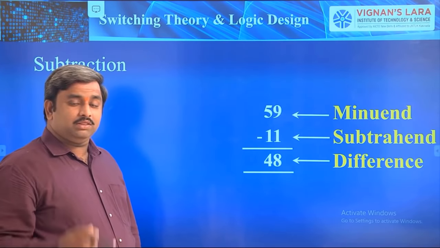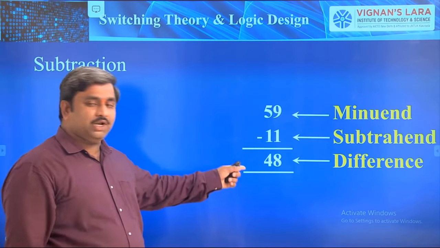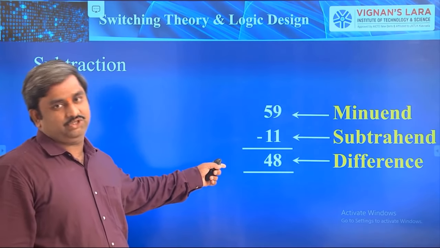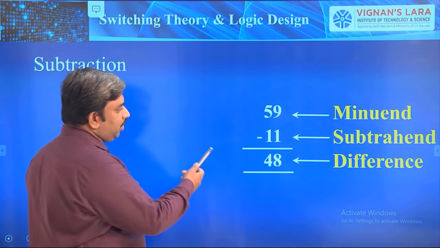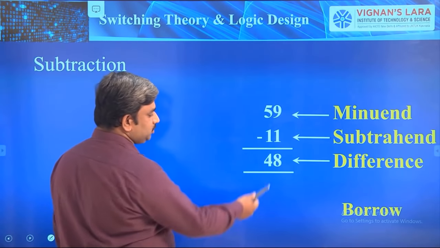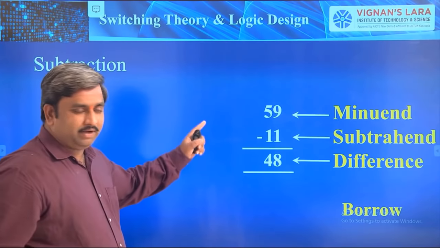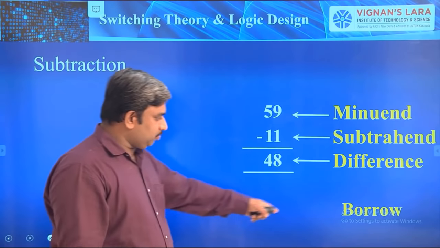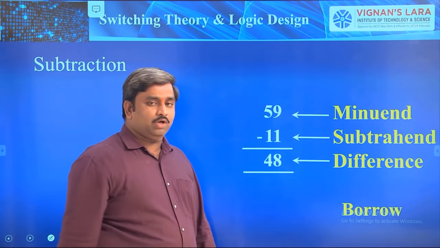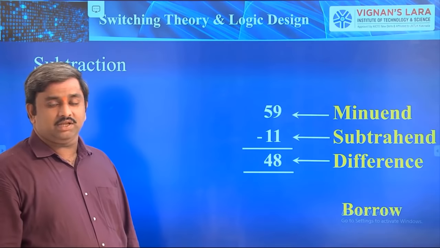Then here one more concept is also there. In addition we have carry; in subtraction we have borrow. See here, 9 minus 1 is equal to 8, and 5 minus 1 is equal to 4. So 59 minus 11 is 48. It is a very simple concept. And here we have one more concept, that is borrow. How will this borrow work here? That we will see now.